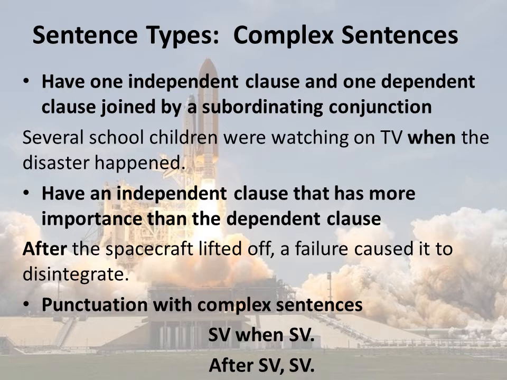Or we can take that dependent clause and put it at the beginning of the entire complex sentence and have your subordinating conjunction, subject verb, comma, subject verb, period. Notice that there is no comma in the first type of sentence, and there is a comma in the second type of sentence. So looking at the sentences on the screen, we have: several school children were watching on TV when the disaster happened, period. We do not have a comma before when, because we don't usually put commas before our dependent clauses.